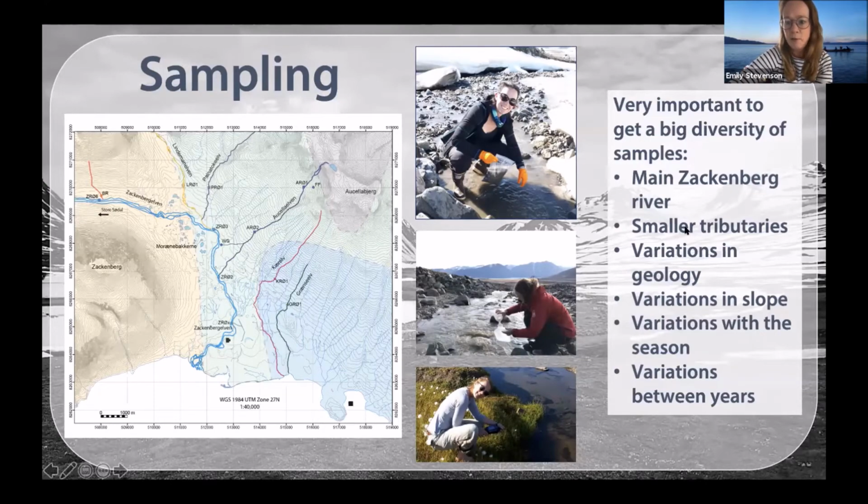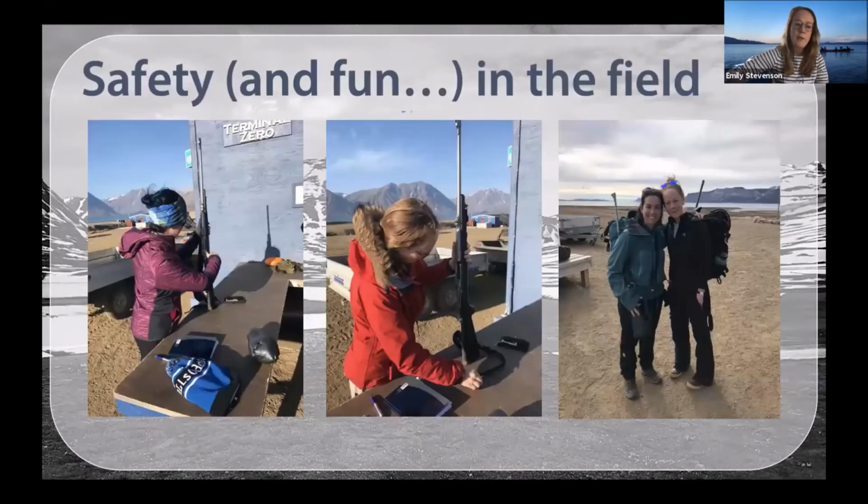So instead of the main river, the smaller tributaries, we wanted to get variations with slope and season. So what's the difference between the start of the season and maybe the peak of the season? And how does the chemistry of the river vary from year to year?